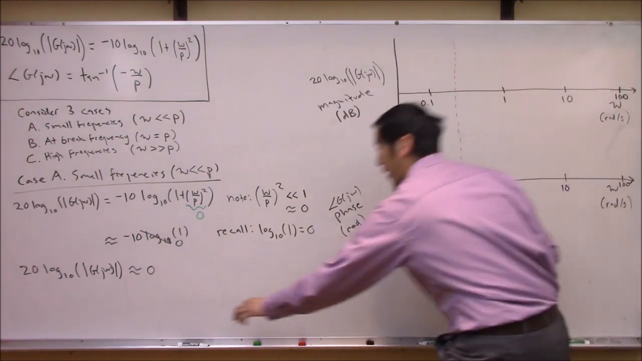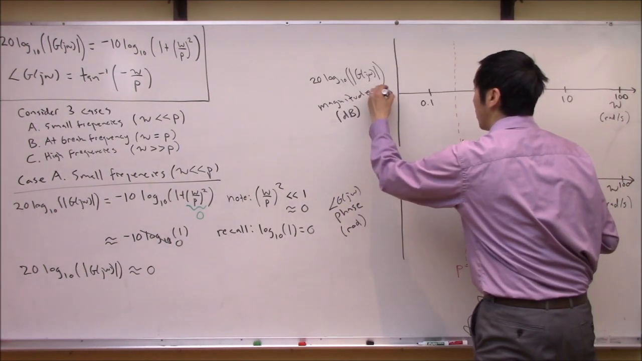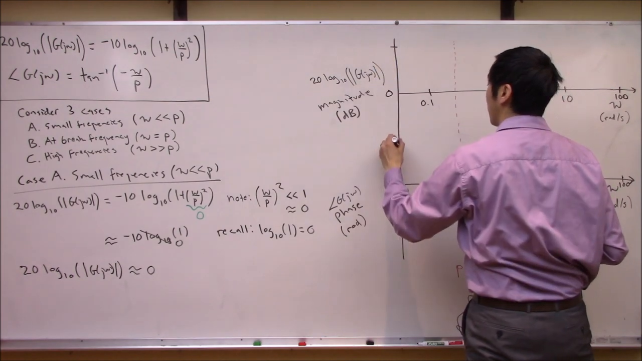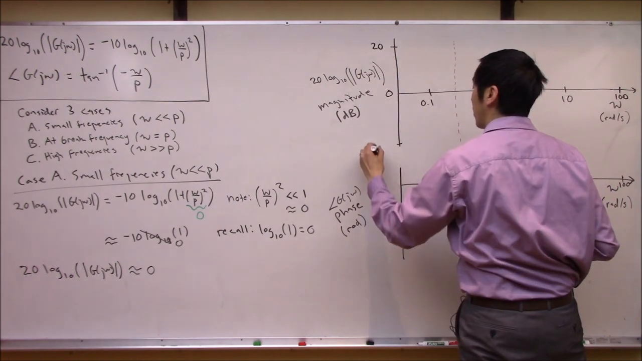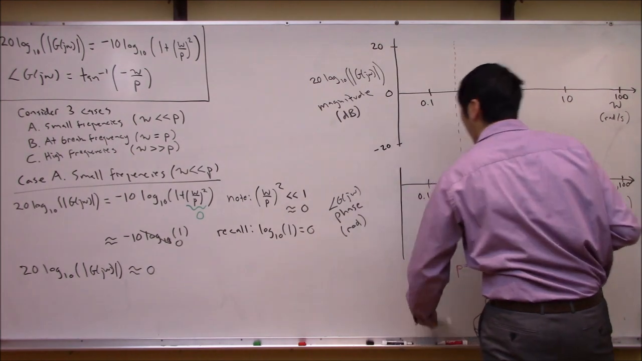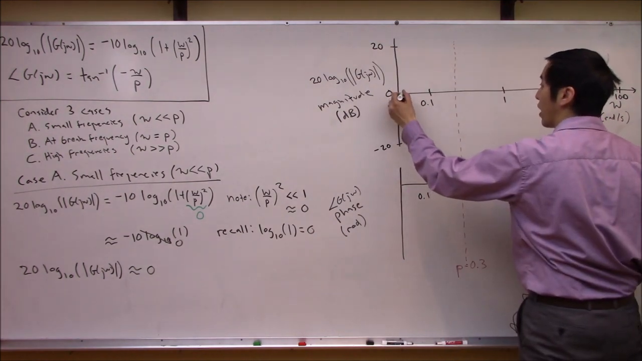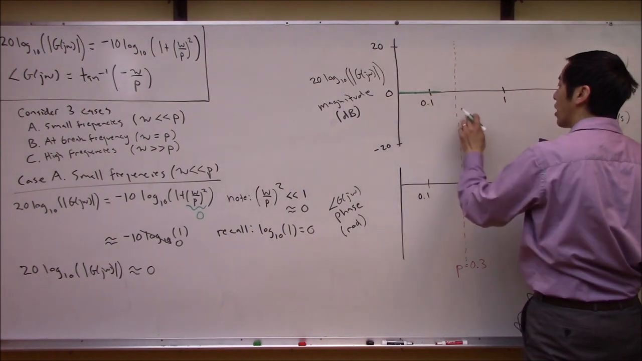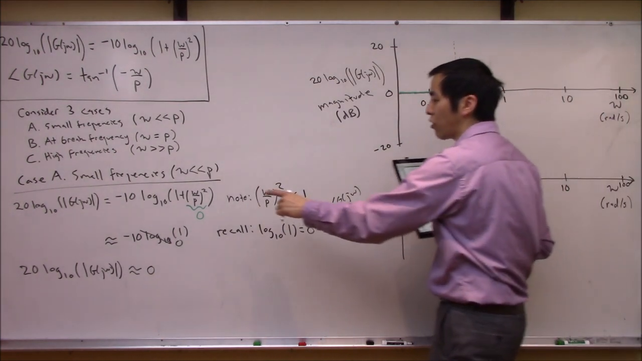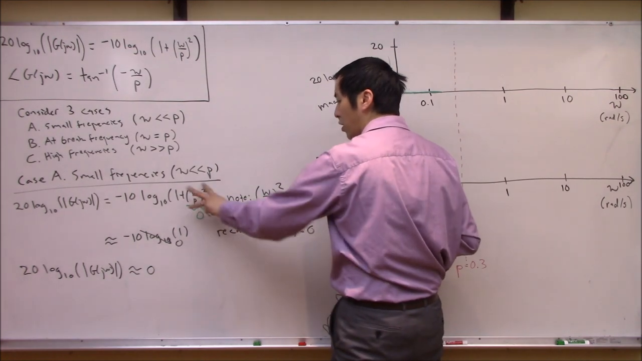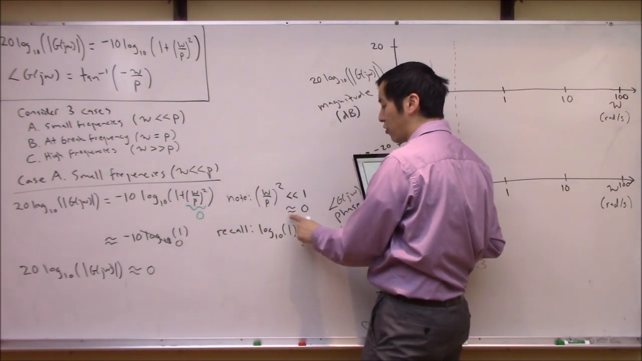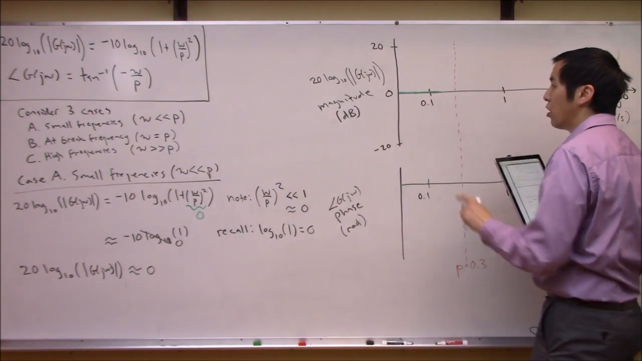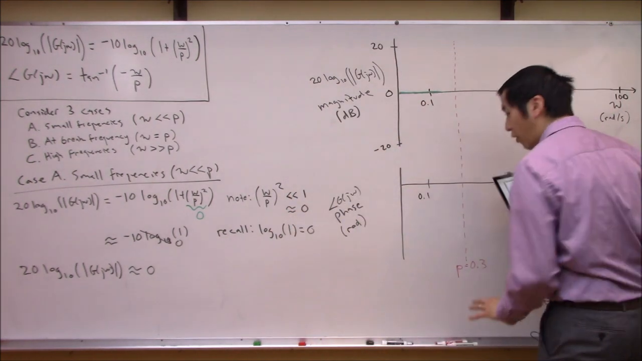Maybe I should label the y-axis here. Here's 0 dB, and then let's come up here. This is 20, and how about negative 20? Okay, something like that. So what we can say here is that this magnitude plot just looks like this. I'm going to do it in green. And I'm not going to go all the way up to the line because as omega starts to get close to P, this approximation where we claim that this term is 0 starts to break down. So I'm going to stop right here. So this so far is an approximation.